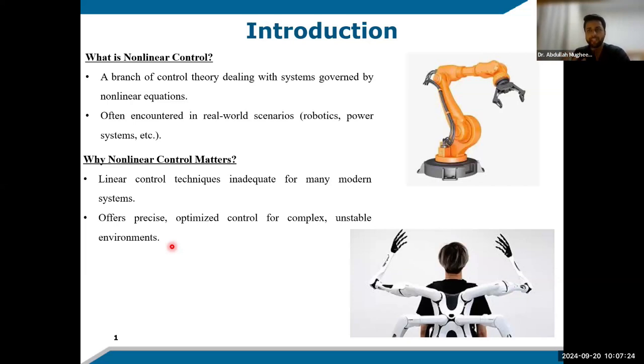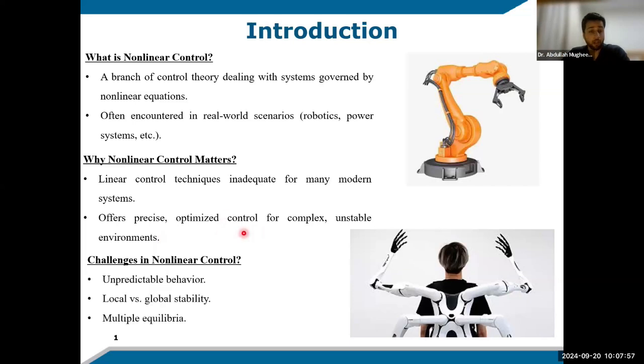Okay, so controlling something means that it should do what you want it to do. Okay, if it is unpredictable and it can do anything it wants, you need really, really good controlling strategies to control those things. But if you know, well, if I do this, the system will behave like this, you can just use linear control system techniques because it's simpler to control. Okay. So the non-linear techniques offer precise, optimized control for complex, unstable environments. Okay. So while we have a lot of challenges in this nonlinear control domain.